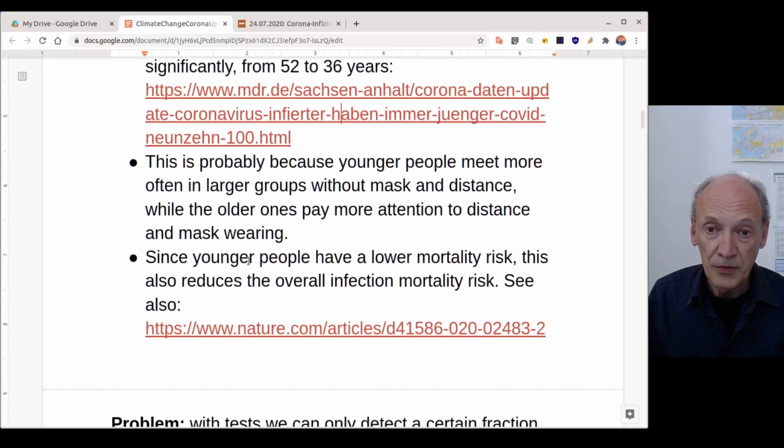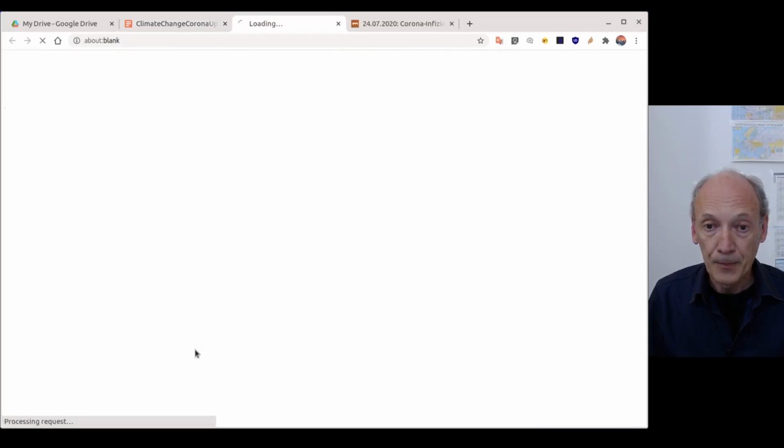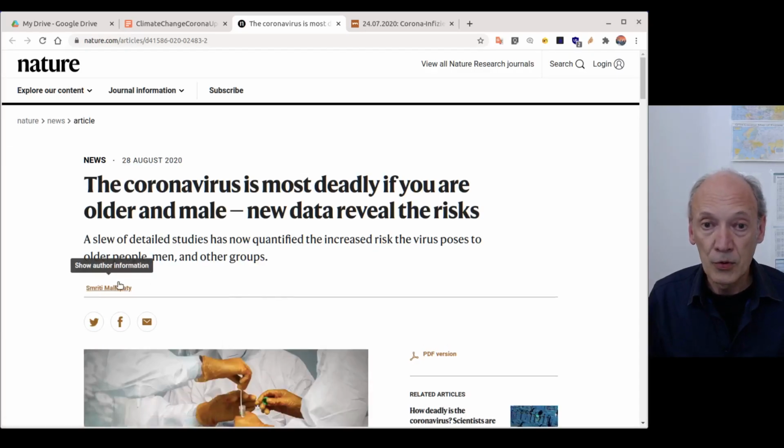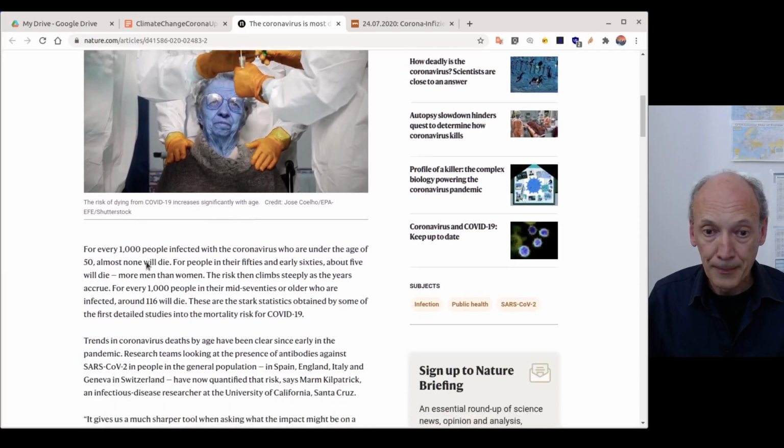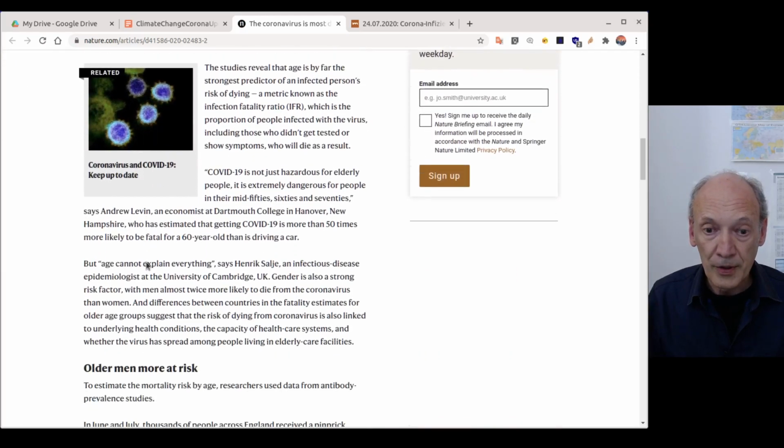The good news is younger people have a low mortality risk from the new coronavirus, from dying of COVID-19. And this reduces the overall infection mortality risk. You can see this infection mortality risk here in this Nature article. So when we open it, we can see the distribution. So it's most deadly in the elderly.